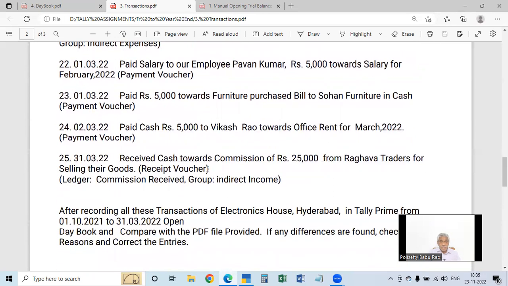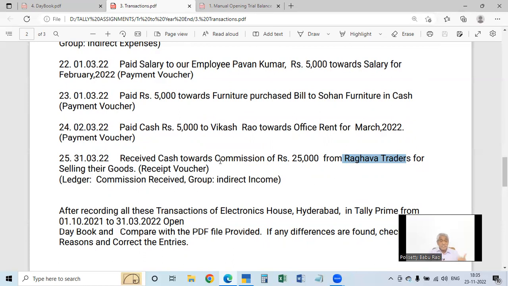Then this is over, and the last one: received cash towards commission of 25,000 from Raghava Traders for selling their goods. So we sold goods of another party, Raghava Traders, and for that they paid us commission. They paid 25,000 rupees commission in cash. Raghava Traders is immaterial; you can mention the name in the narration, being commission received from Raghava Traders, but in the entry it is immaterial.